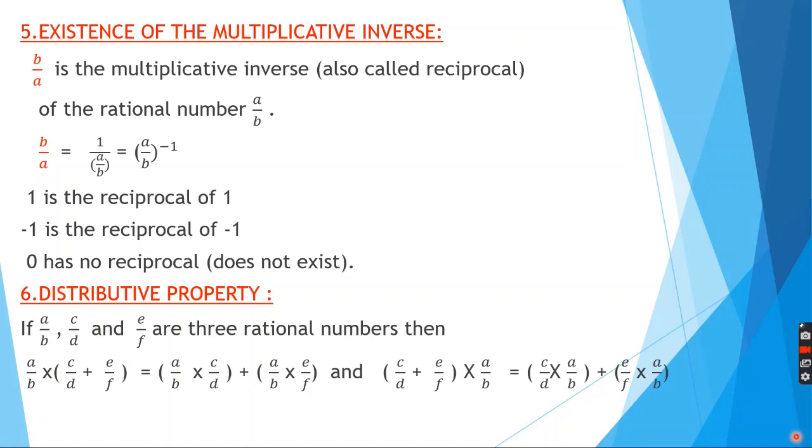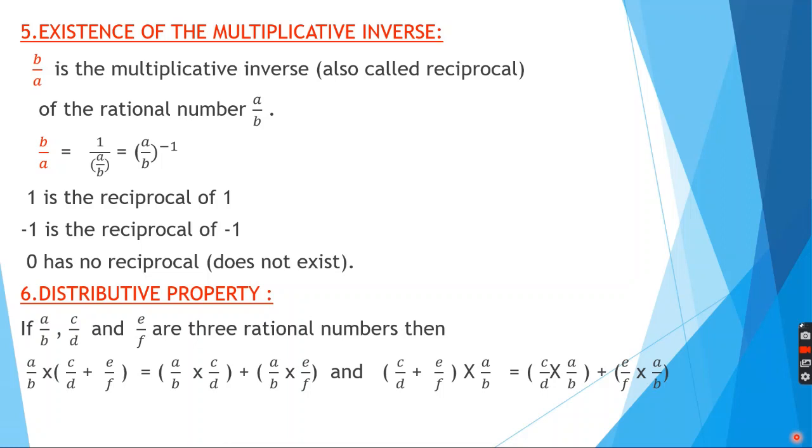Next is the existence of the multiplicative inverse. B by A is the multiplicative inverse or the reciprocal of the rational number A by B. In the case of addition, we have already learned that inverse means the negative of the rational number. But in the case of multiplication, the multiplicative inverse means reciprocal. That is, B by A is equal to 1 by A by B, that is equal to A by B to the power minus 1.